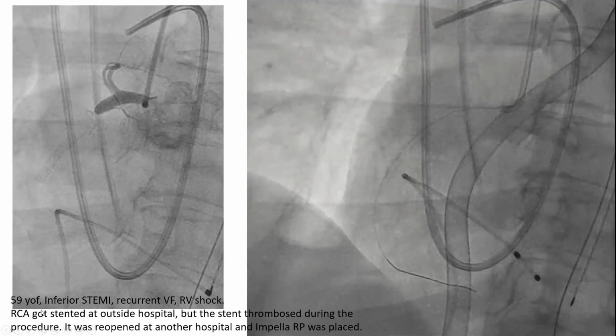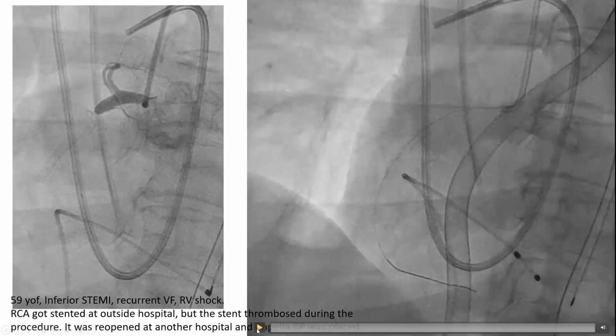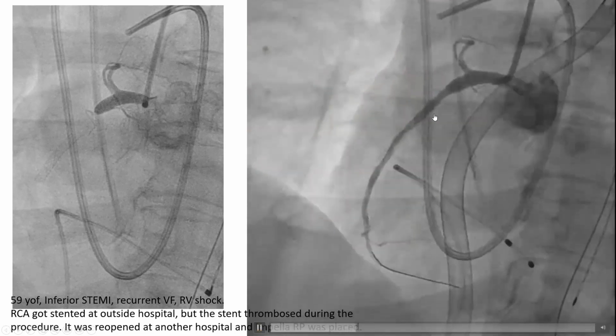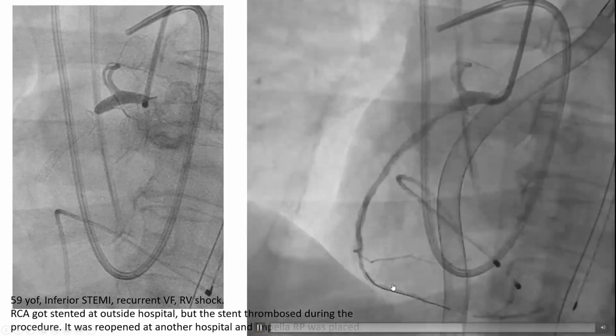All right, along those lines, this is another case. This is a 59-year-old female. She had inferior STEMI at an outside hospital with recurrent VFib and RV shock. She got her RCA stented at the outside hospital, as you can see here. This is an acute fresh stent, but that stent thrombosed during their procedure. She was transferred to another hospital where they reopened it and they placed an Impella RP.